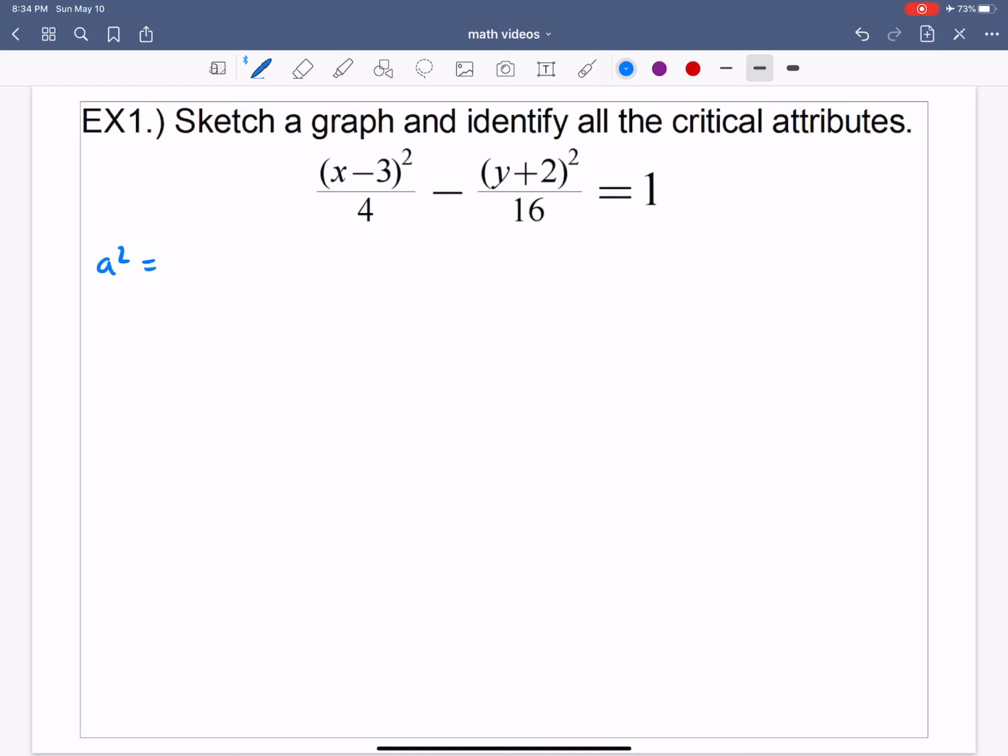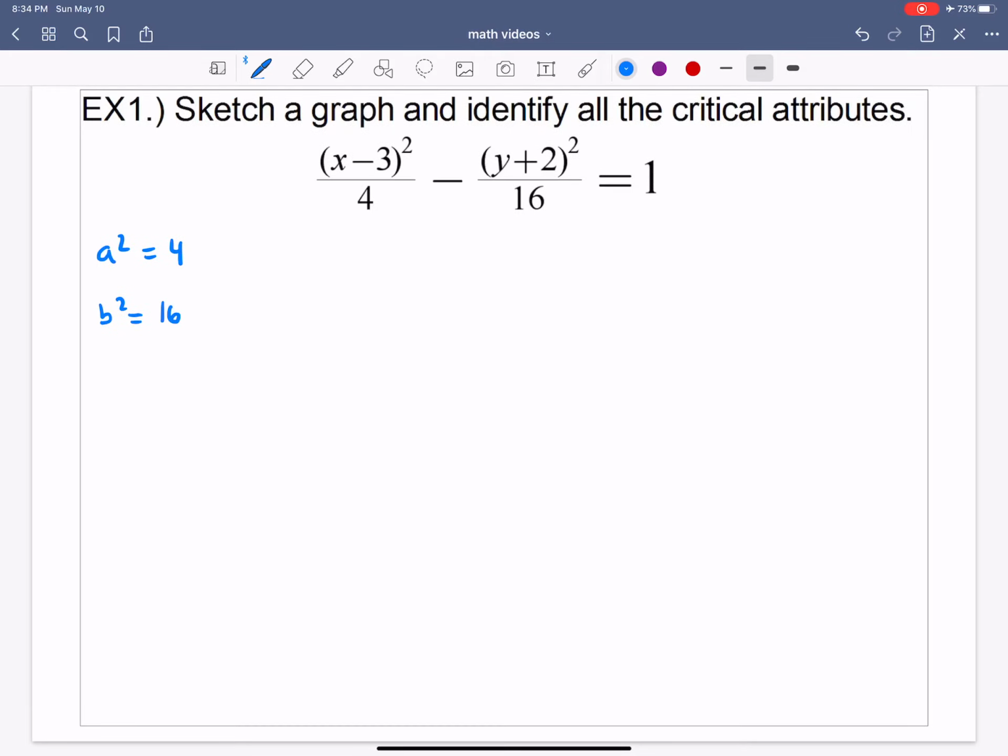Let's go through and identify a squared. Remember that a squared always comes first. So a squared here is going to be the first denominator no matter what it is. So a squared equals 4. b squared will always be the one that comes next, so that's 16. To find c squared, you add a squared and b squared, so that gives me 20. Now let's take it one step further and identify our a, b, and c values. So a equals 2, b equals 4, c equals 2 root 5.